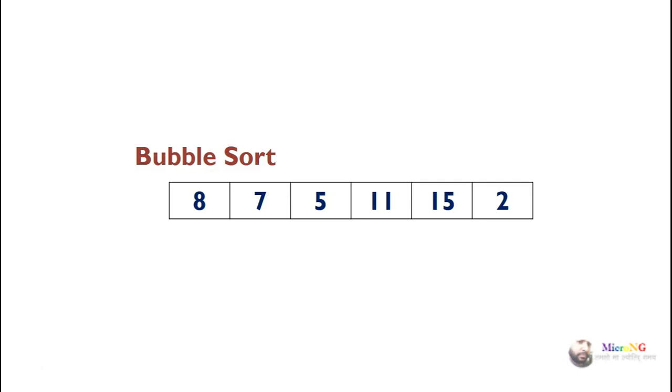We need to sort these numbers by using bubble sort: 8, 7, 5, 11, 15, and 2. Now in bubble sort we need to repeat a number of passes, and the total number of passes will depend on how many elements are present. So in this example we have 6 elements, so we need to do 5 different passes.